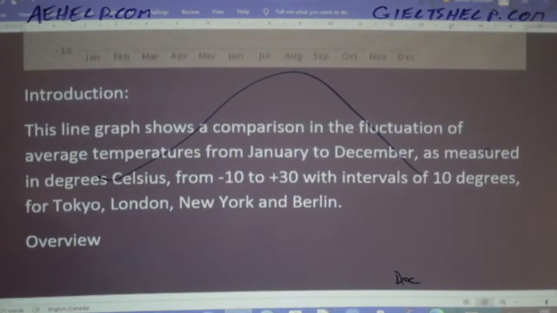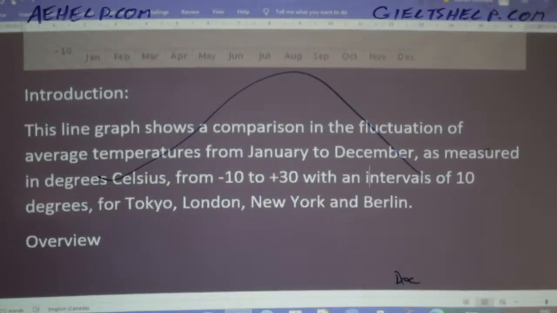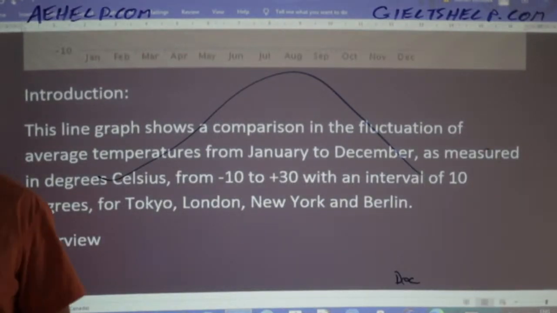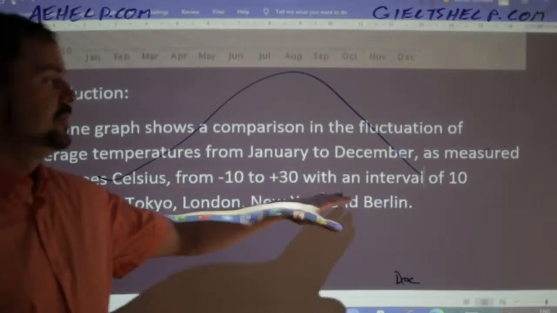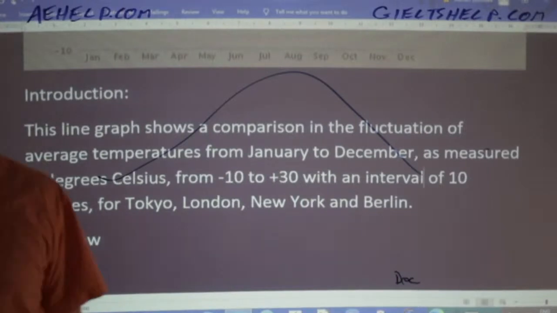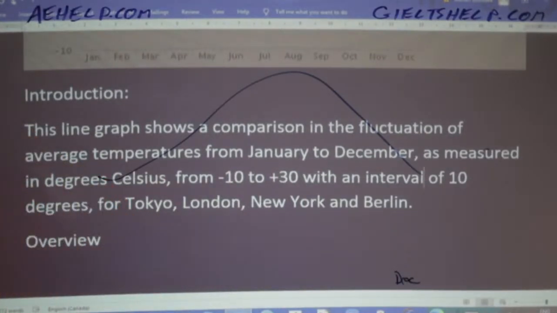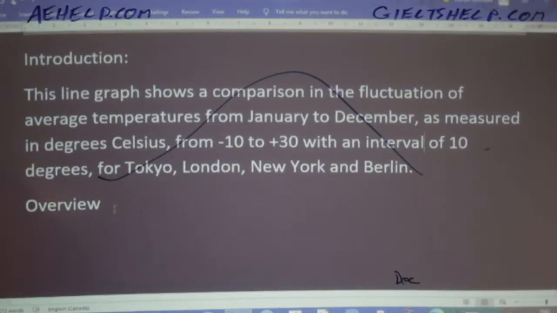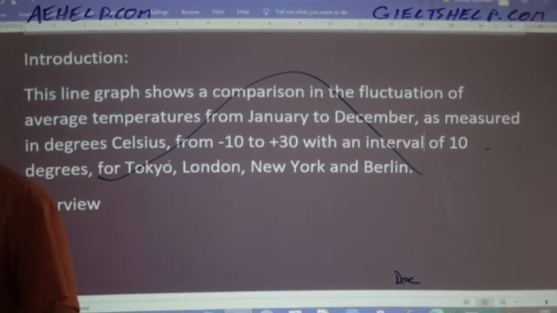So with an interval of 10 degrees. Yeah, that's a good correction. Both are okay, June, but if we want to be extremely technical, with an interval of 10 degrees is more accurate, okay? There's multiple intervals, so it's okay, but with the technical, yeah, it'd be more of an interval of 10 degrees, okay? All right.